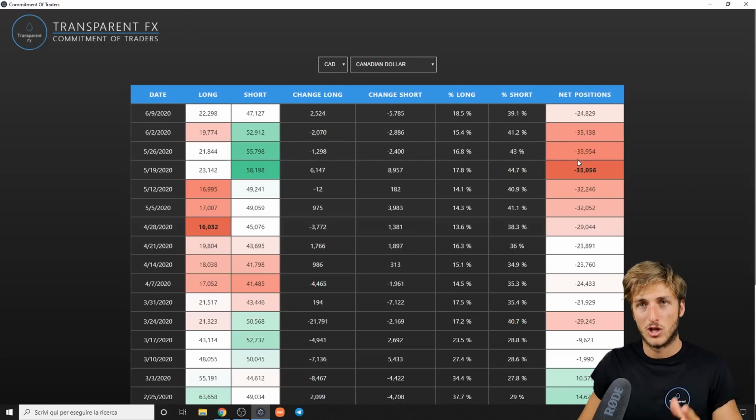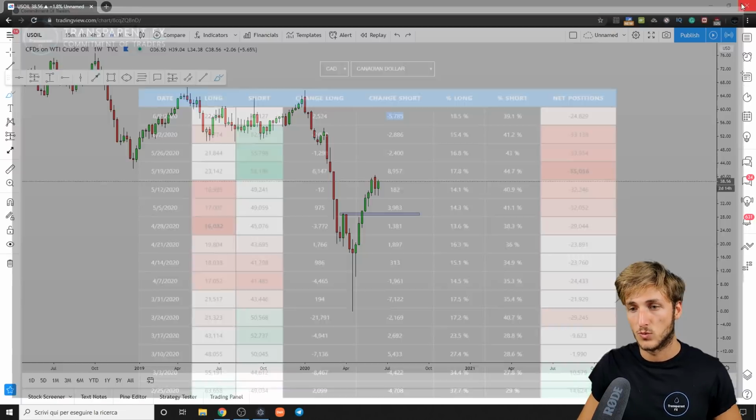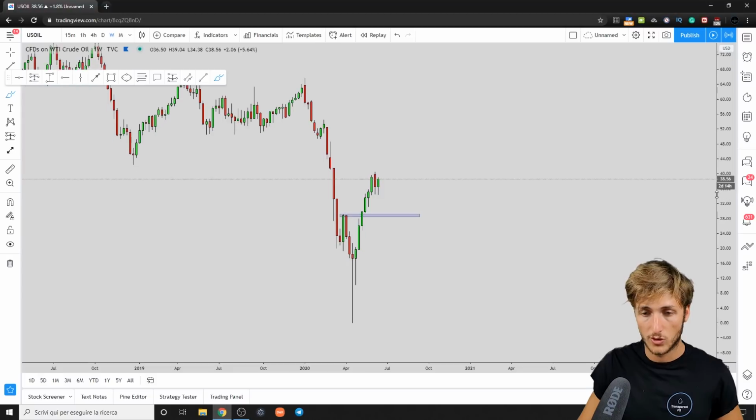And that is the long term. Okay, in the long term, we have seen hedge funds start to short the CAD. But if you look at the short term, instead of the long term, we can see that we went from minus 35 to minus 24. And with the last report, we can see that hedge funds added 2.5k longs and closed 5k shorts on the CAD, which, as we said, is correlated with what we have on oil.